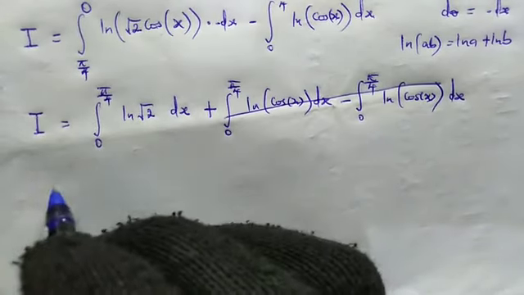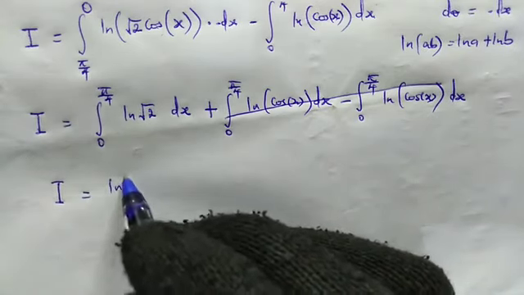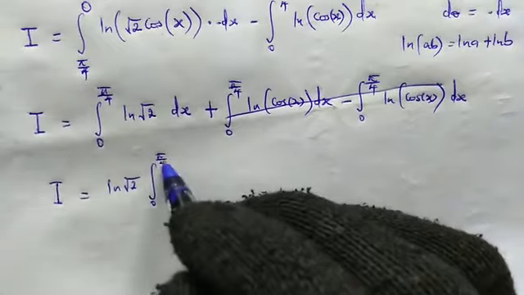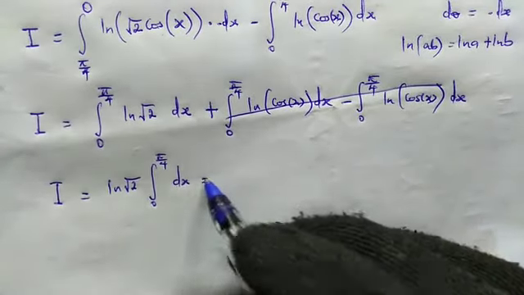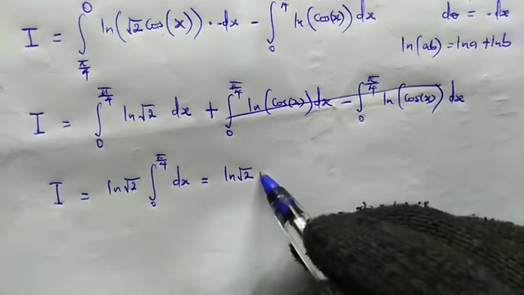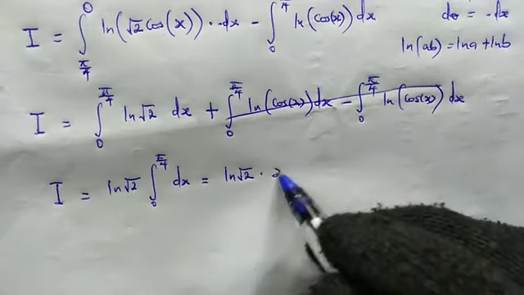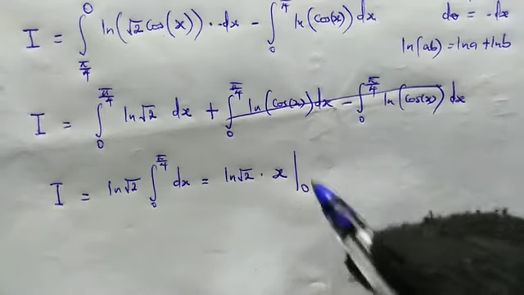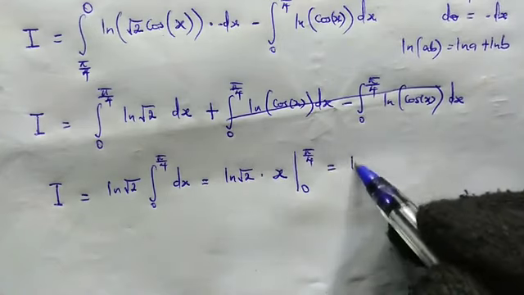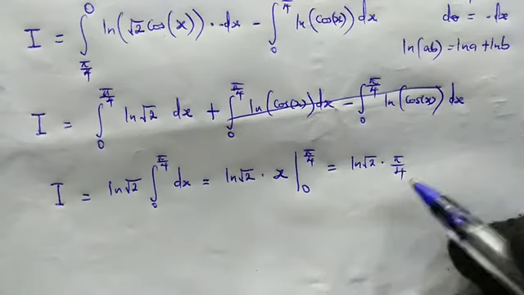So from here we have I is equal to the natural log of the square root of 2, then the integral from 0 to pi over 4 of dx, and from here this is equal to the natural log of square root of 2, then multiply by, the integral of a constant with respect to x is x, then limit from 0 to pi over 4, and from here this is equal to the natural log of square root of 2 multiplied by pi all over 4.